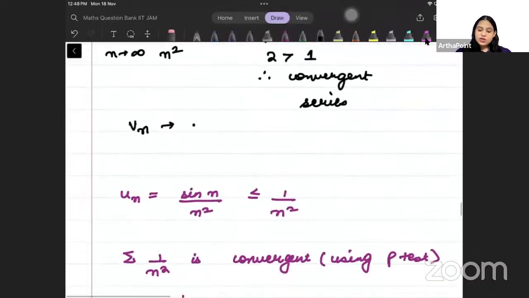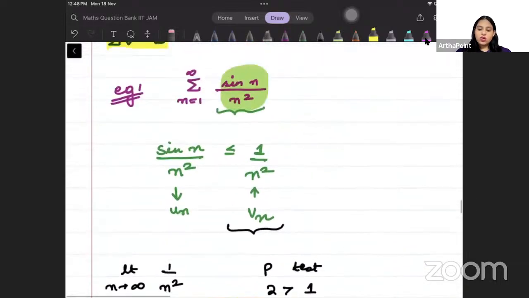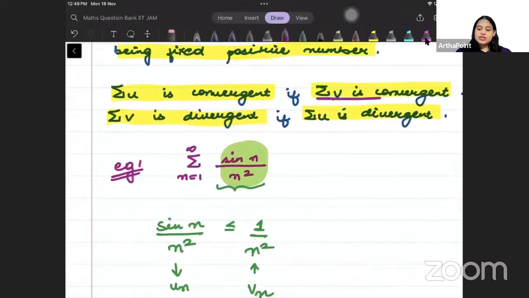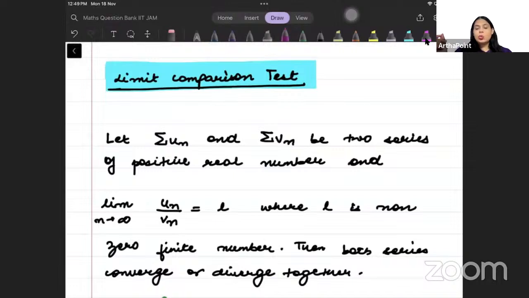So the bigger one is converging. If the bigger one is converging, then the smaller one will automatically converge, and this is what this test is all about. Keep all these tests in mind. Towards the end of class, I will give miscellaneous questions, meaning any of these tests can be used in them. So you need to keep all the tests in mind together.